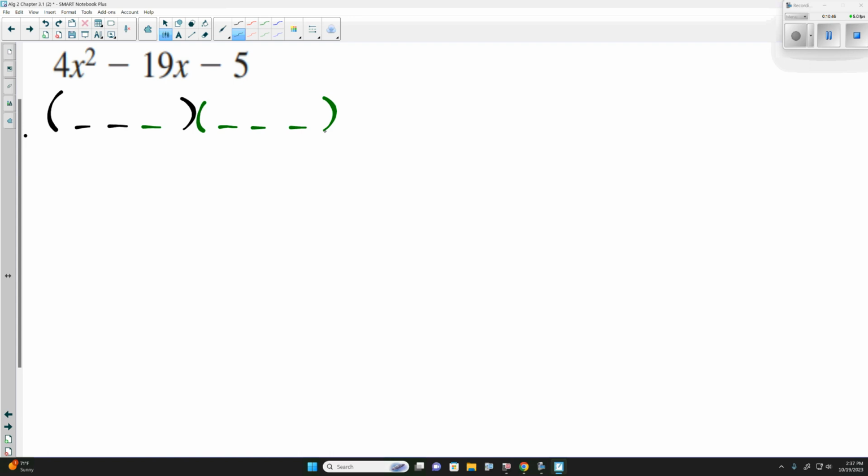So there is no greatest common factor, correct? So 2 sets of parentheses with 3 spaces. If the third term is positive, the signs are the same and match the sign of the middle term. If the third term is negative, the signs are opposite. So one is positive, one is negative. Factors of the first and third term: factors of 4x squared and factors of 5. So we'll have x and x.